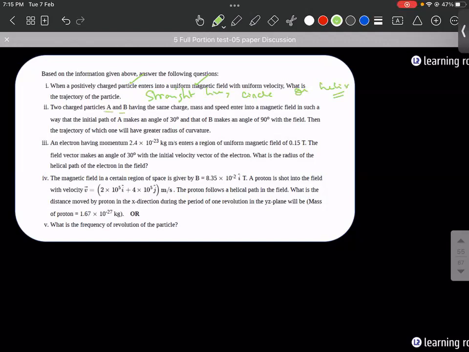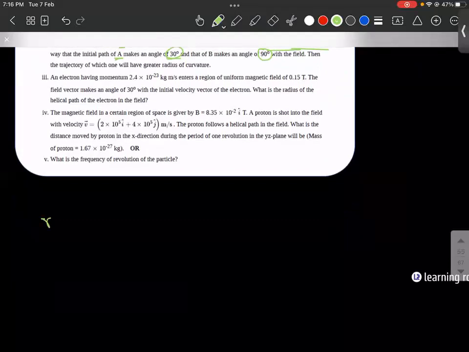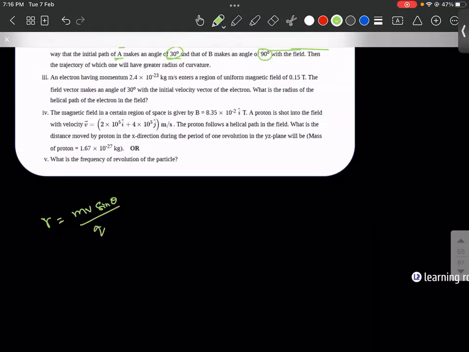Two charged particles A and B, with the same charge, mass, and speed, enter into a magnetic field in such a way that the initial path of A makes an angle 30 degree and particle B makes an angle 90 degree with the field. Then the trajectory of which one will have greater radius? Answer. 90 degrees will have greater radius. Why? R is equal to mv sine theta divided by qB. Is this the logic you used? Yes, sir. Correct. That should be the answer.